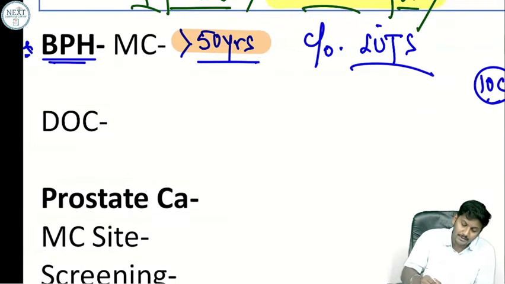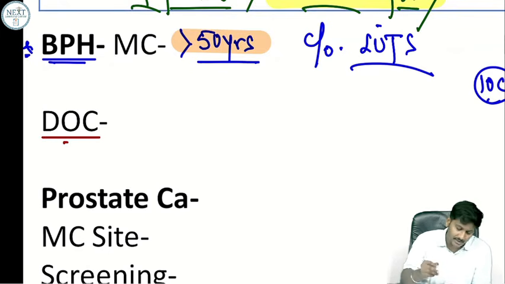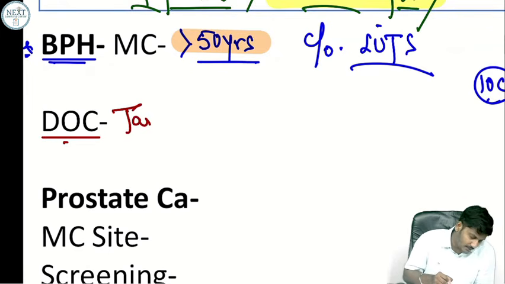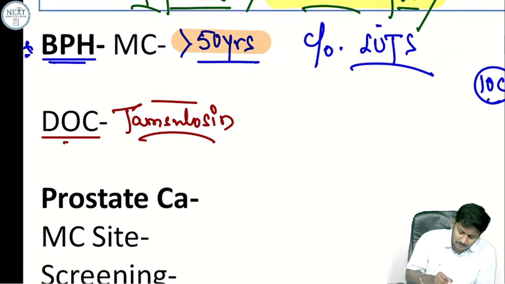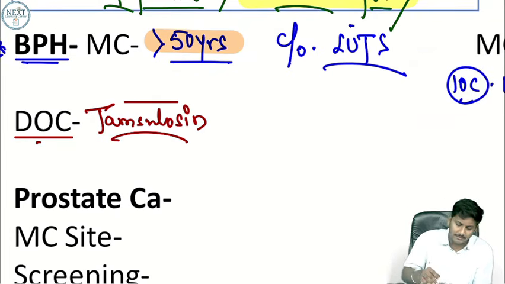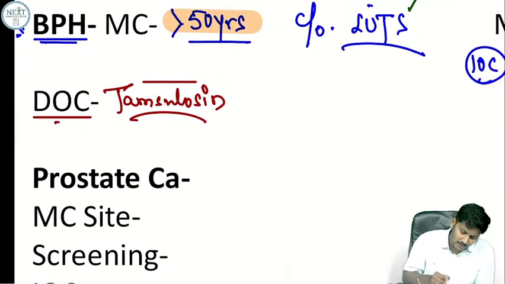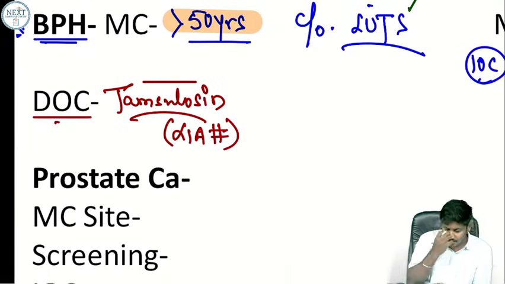Drug of choice की बात करें तो we know initial management of BPH is always medical management, and the drug of choice that we use is nothing else but tamsulosin. The drug of choice that we give in patients of BPH is drugs like tamsulosin or silodosin. We know that tamsulosin or silodosin are selective alpha 1A blockers.